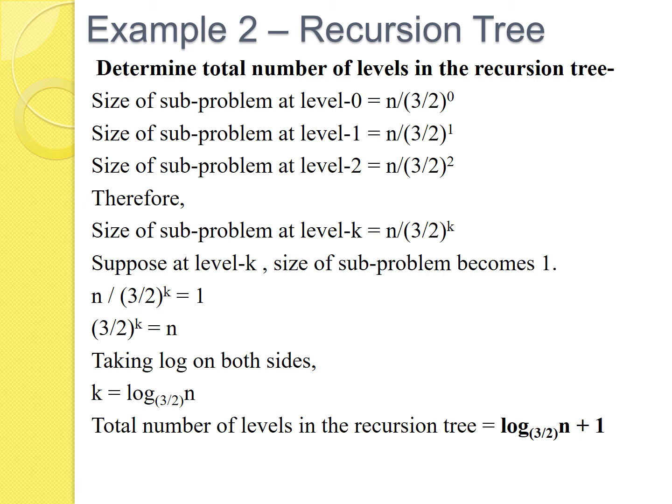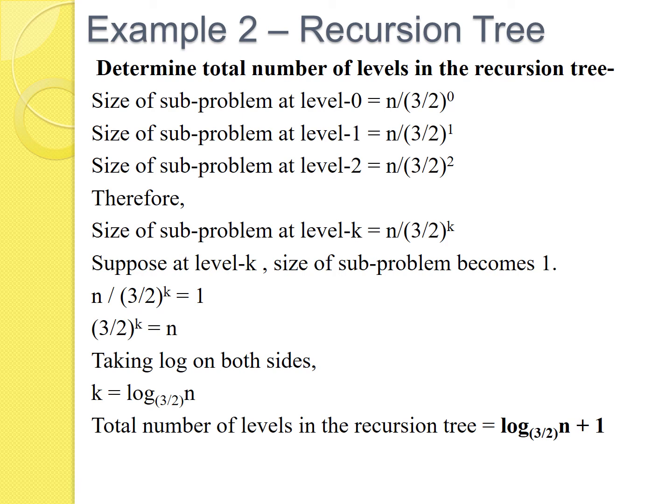So, the size of subproblem at level 0 equals n divided by (3/2)^0. Similarly, the size of subproblem at level 2 equals n divided by (3/2)^2. Hence, the size of the subproblem at level k equals n divided by (3/2)^k. The problem size is reduced to 1, representing the base case.